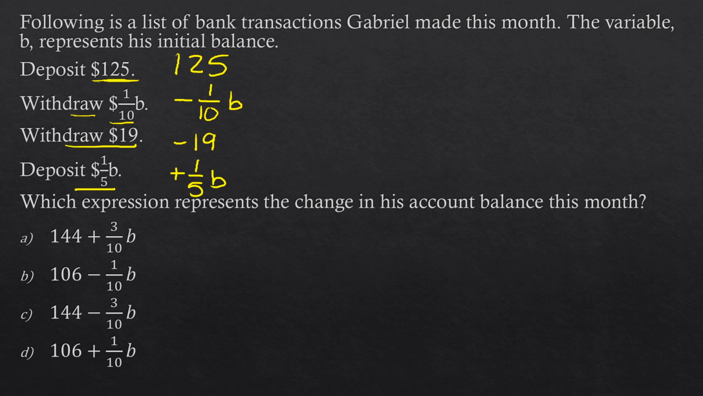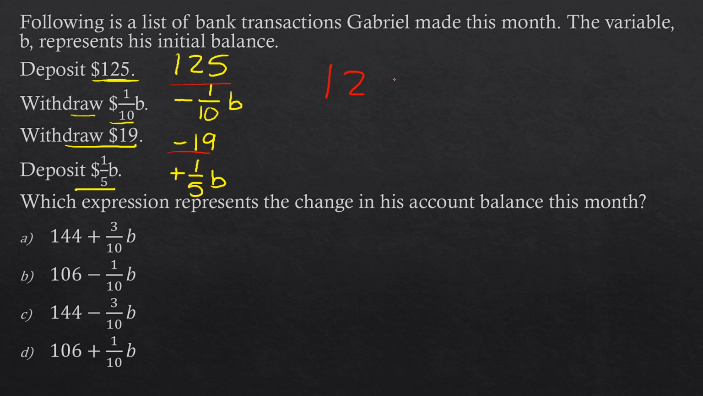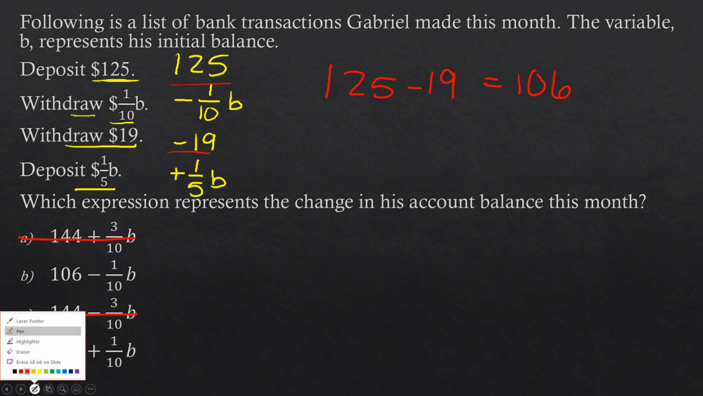Okay, so here I can see I have some like terms. I have those variables and those numbers attached to my b's, and then I also have just my regular numbers. So let's combine those. I have this 125 and this negative 19. So I have 125 minus 19. Again, feel free to type this into your calculator if you would like. When you subtract them, you will get 106. Okay, so that means that these two answers here that have the 144 first are wrong because I know it needs to have a 106.